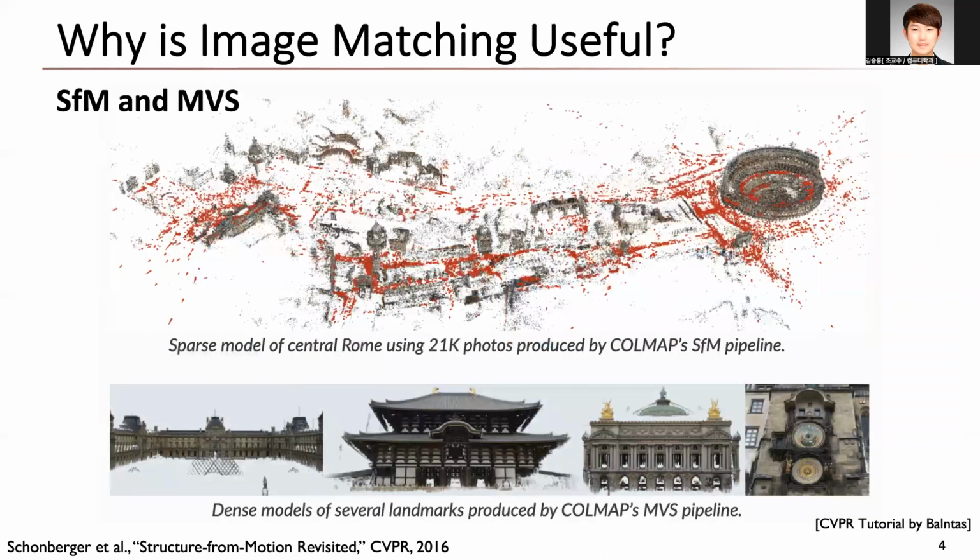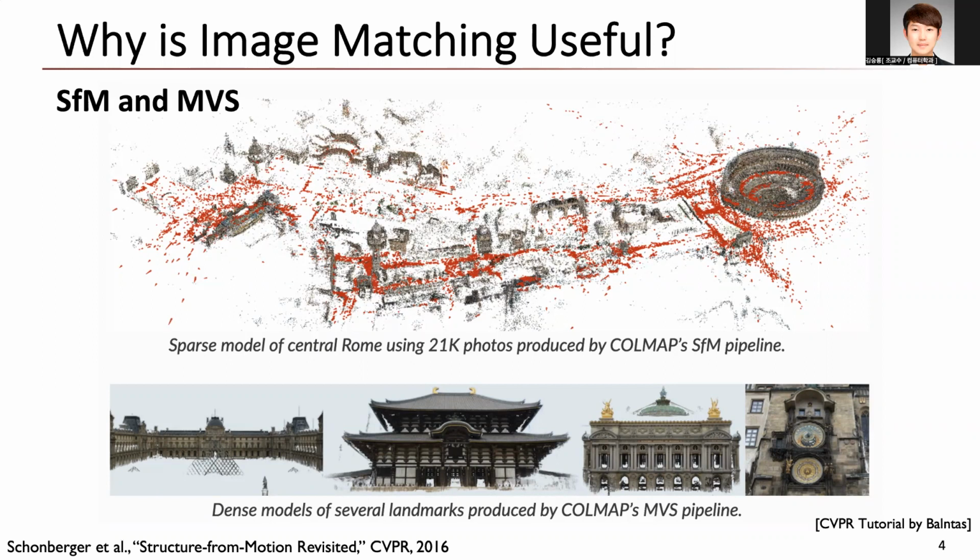Why is image matching useful? There are so many kinds of applications that can benefit from image matching or visual correspondence. For example, 3D reconstruction is one of them. Our next topic will be 3D computer vision, but as you know, 3D computer vision is one of the most important issues in the modern deep learning and computer vision field.